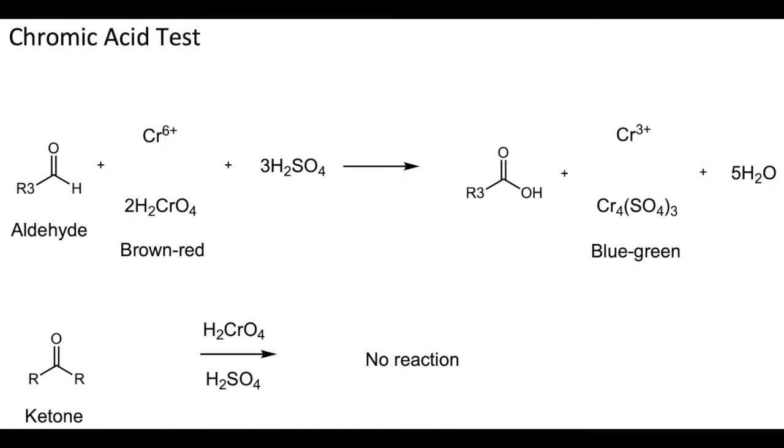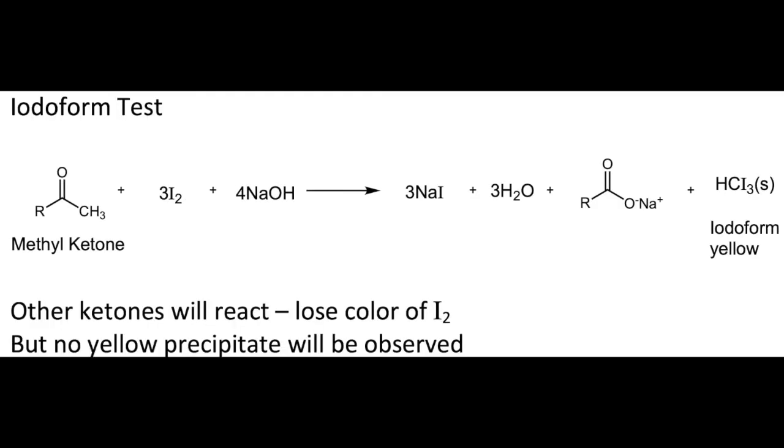The next test we will be taking a look at is the chromic acid test. In this test, we have a reduction from chromium 6 to chromium 3. The reaction of the aldehyde being oxidized to a carboxylic acid occurs within 15 seconds. The reaction involving the chromic acid with the ketone yields no reaction within minutes.